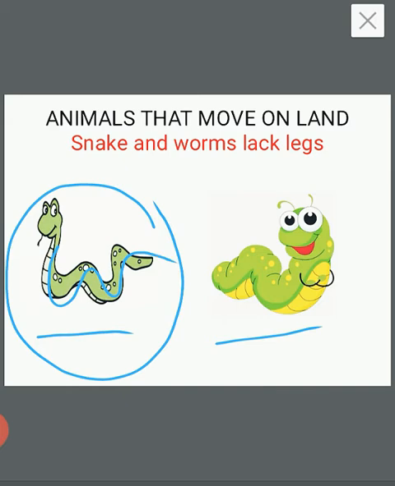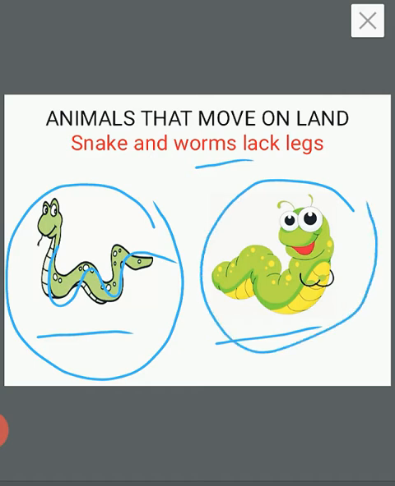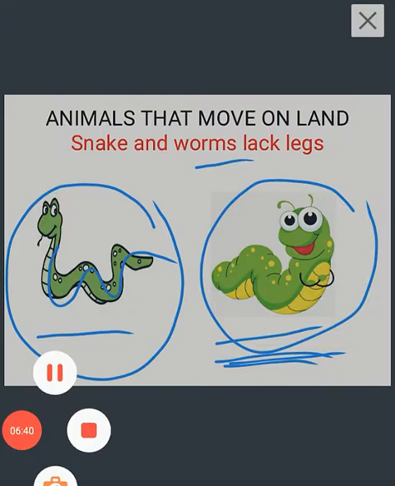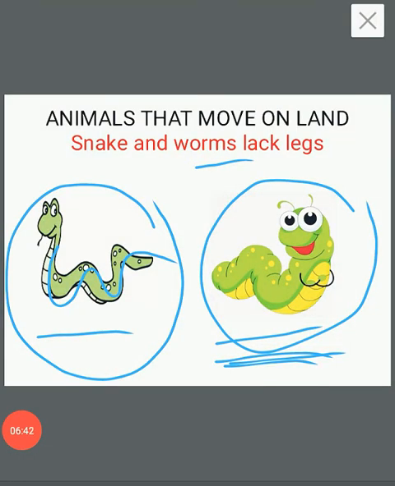Similarly, let's talk about a worm, how this worm is moving. A worm shortens and elongates its body repeatedly to move. Now, what does it mean by shortens and elongates its body repeatedly to move? It simply means that these worms move by simply contracting and expanding their body parts. So how does a snake move? By curving and straightening its body. And what about a worm? By contracting and expanding its body. Fine.